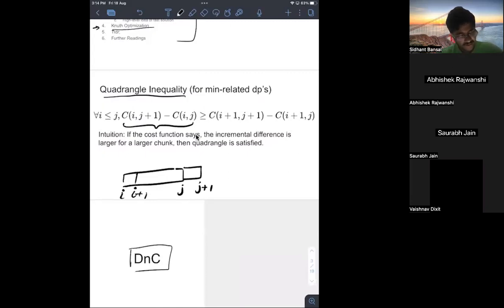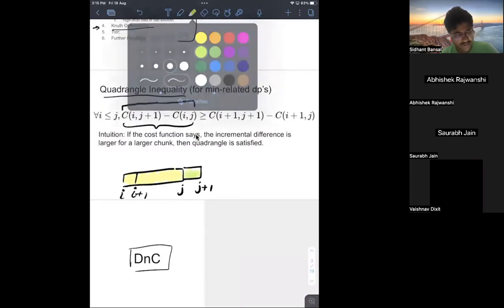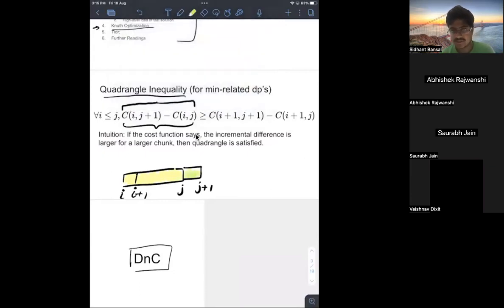What the inequality's left-hand side is saying is the incremental cost to expand your window from ij to ij plus 1. That is, originally maybe your window was of size ij, but you expanded it to ij plus 1. And that incremental difference that you get, that is your left-hand side. So intuitively, it's the subtraction of the two.